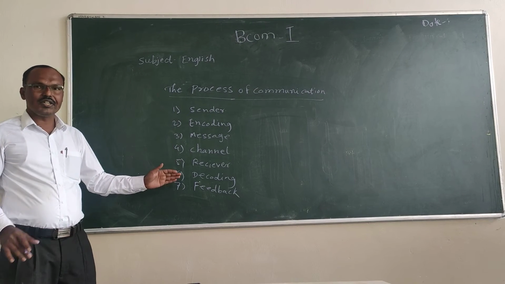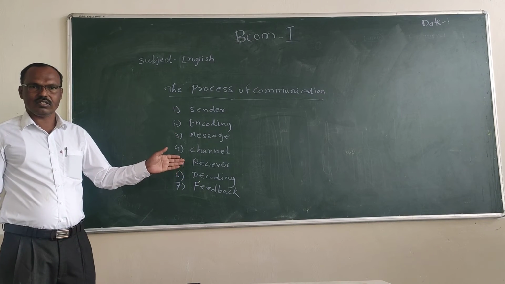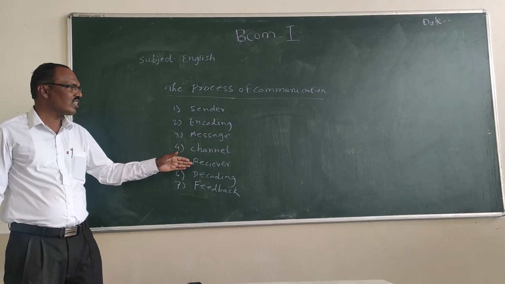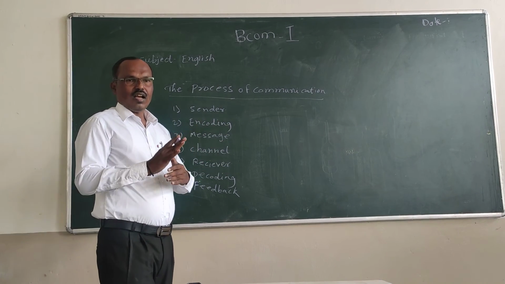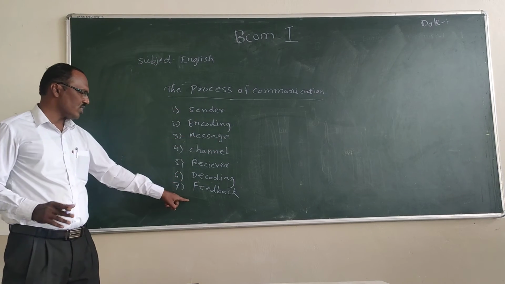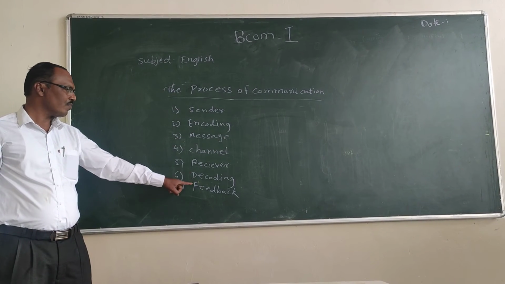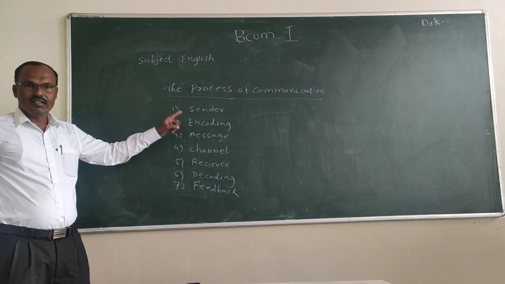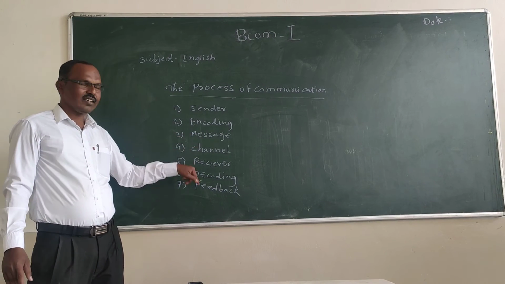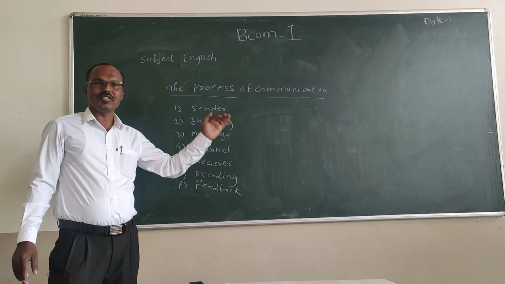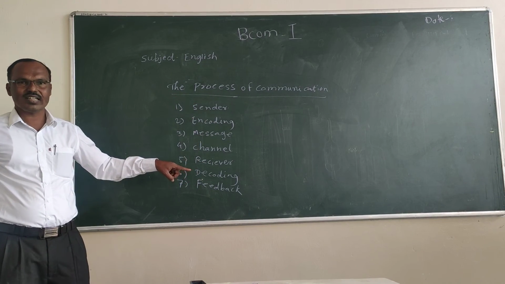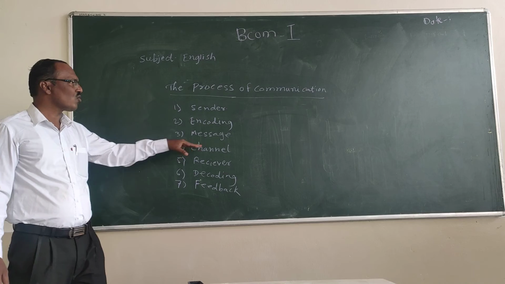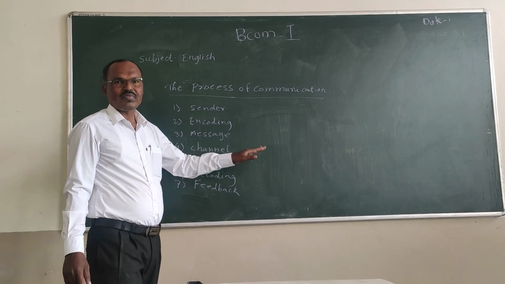If this process constantly continues, it is called the communication cycle. Communication cycle means after completion of this process, after feedback by the receiver to the sender, the receiver becomes the sender and the sender becomes the receiver. This whole process once again takes place, and that is why it is called the communication cycle.